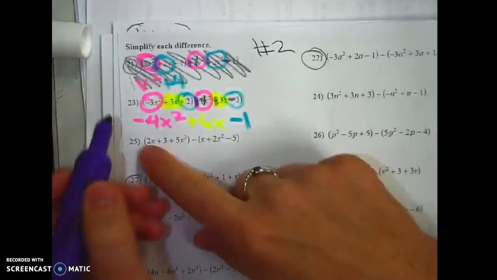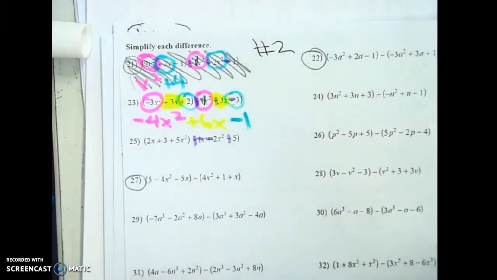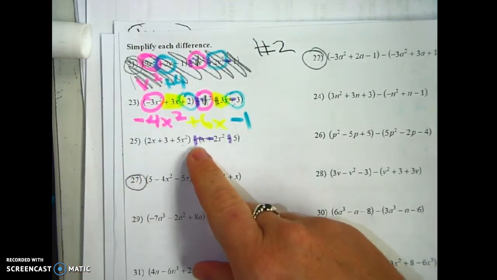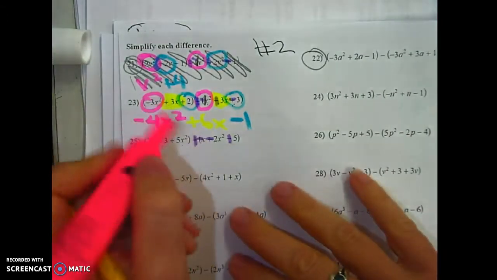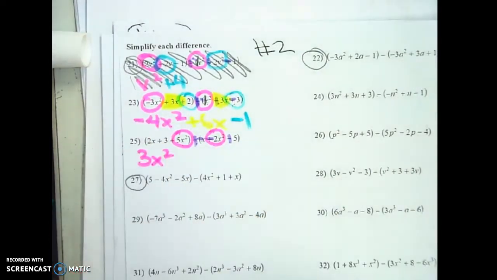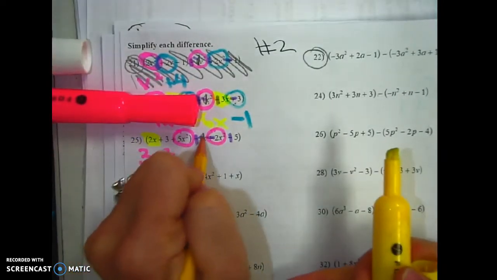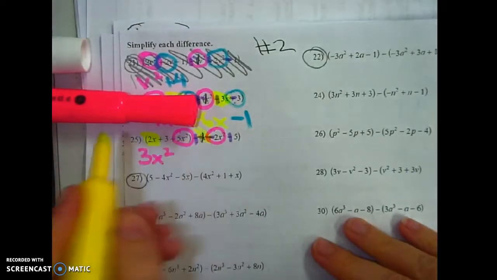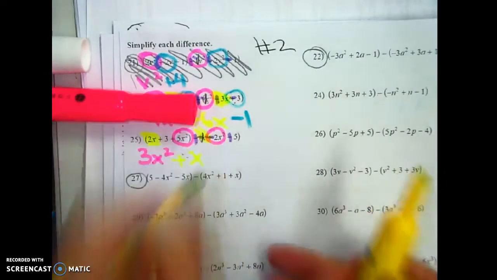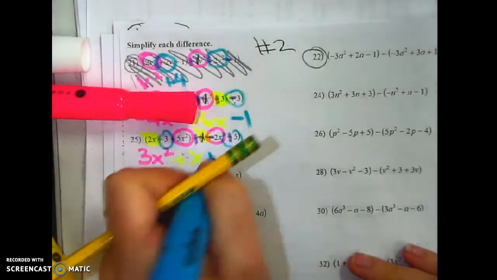So let's look at number 25. Change the sign of everything to the right. So I see an x, but I also see an x squared. Remember, x squared has to go first. So 5x squared minus 2x squared is 3x squared. I have 2 x's, and I take away 1x. I'm left with plus x. If I want to put the 1, I can, but I don't really want to. And the last thing I'm going to do is positive 3, and positive 5 is positive 8.